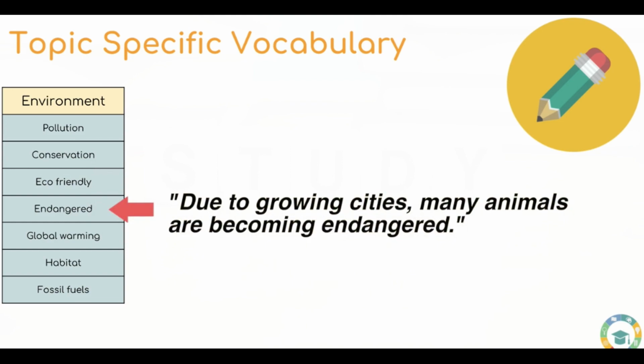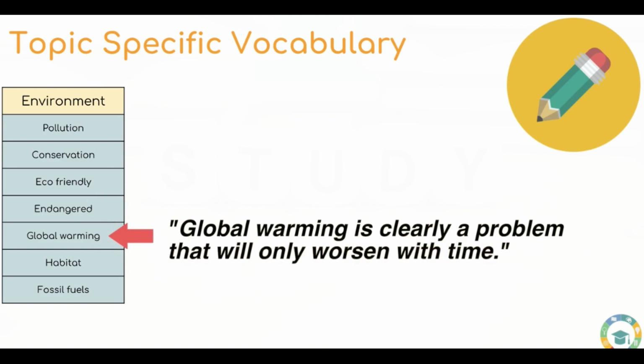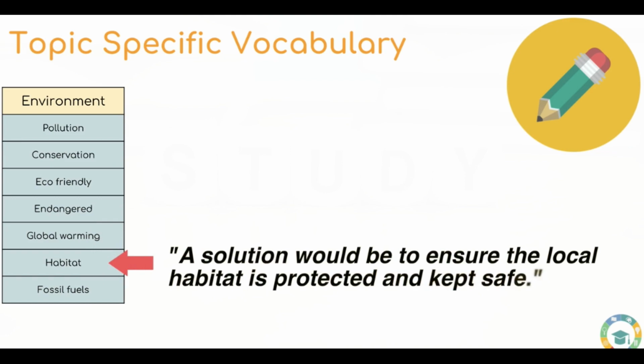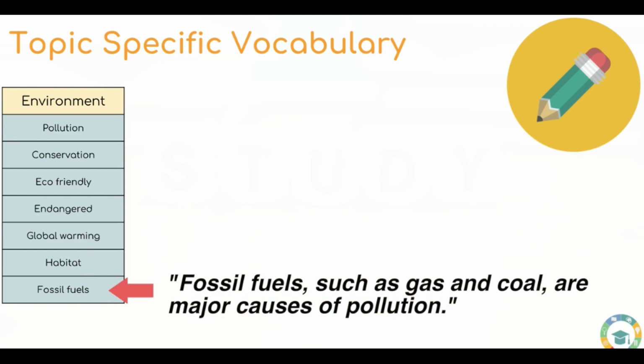Due to growing cities, many animals are becoming endangered. Global warming is clearly a problem that will only worsen with time. A solution would be to ensure the local habitat is protected and kept safe. Fossil fuels, such as gas and coal, are major causes of pollution.